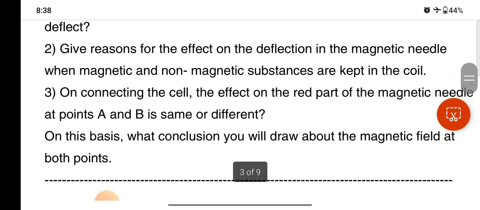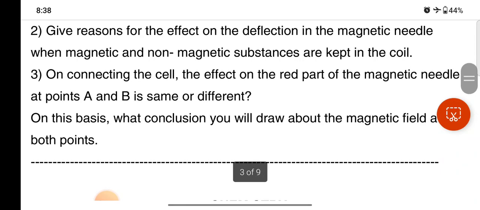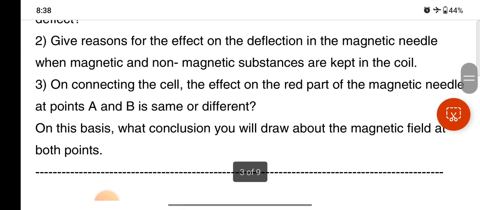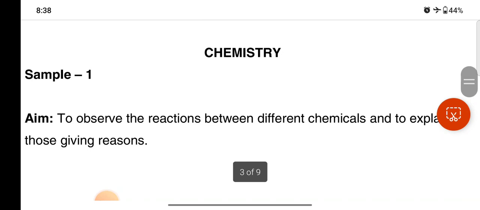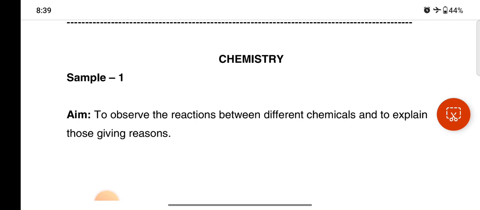Second question, give reasons for the effect on the deflection of the magnetic needle when magnetic and non-magnetic substances are kept in the coil. Now third, on connecting the cell, the effect on the red part of the magnetic needle at point A and B is same or different. On this basis, what conclusion will you draw about the magnetic field at both points? Now practical of chemistry. Sample 1.